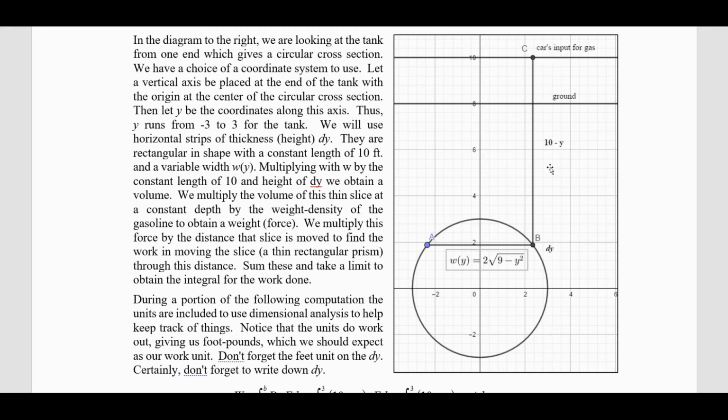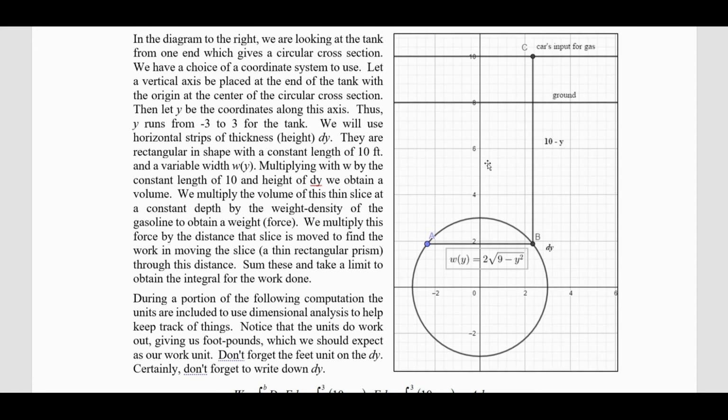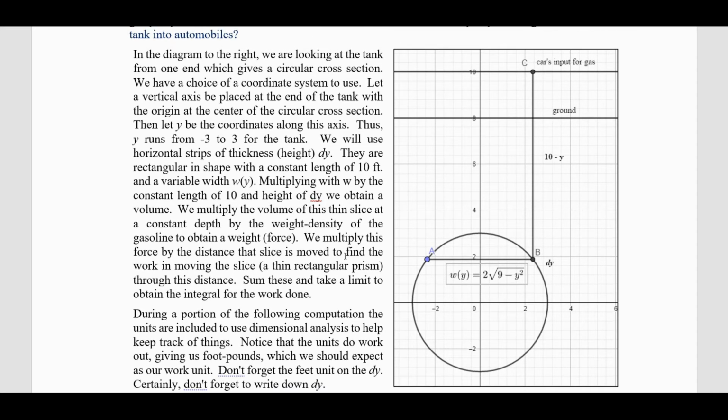So the distance from here down to the point is 10 minus y. So notice if it was at here, let's say it was at 2, 10 minus 2 is 8, that's how far it gets pumped. If it was down here at negative 2, 10 minus negative 2 is 12, that's how far it gets pumped up. Okay, so we're looking at the cross section there.